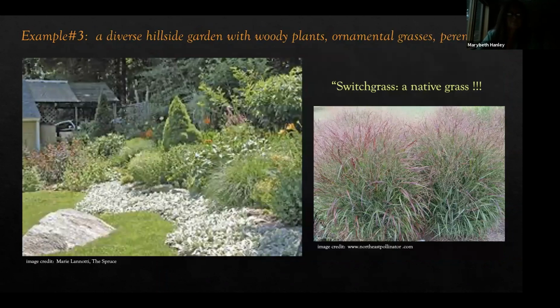So this is an example of a hillside garden where they mixed a lot of different textures and types of plants. There's some evergreens, ornamental grasses. This is a native grass that is one of my favorites. This is switchgrass on the right. And it's interesting what they've done on a slope here in a small space.